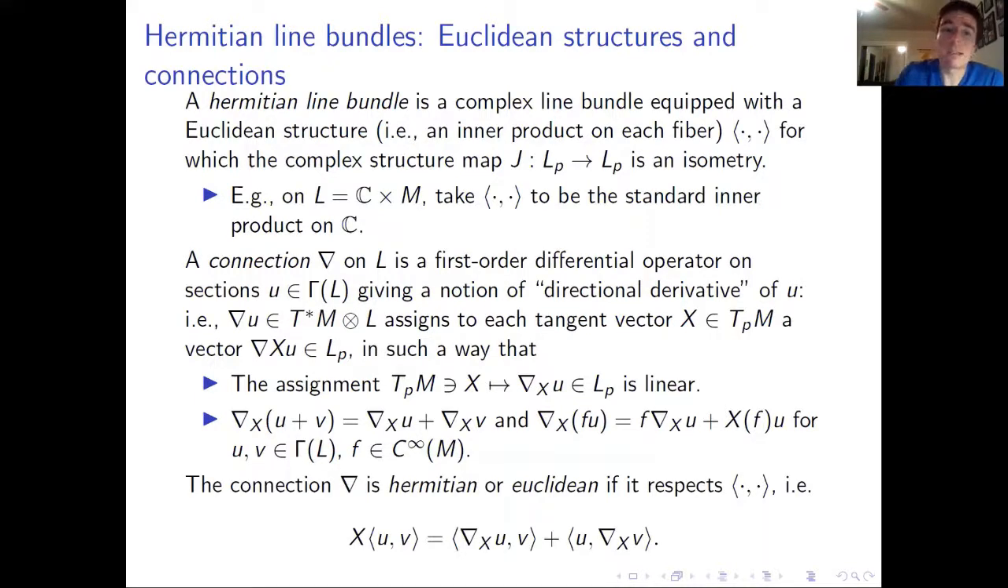Okay, finally, we say that this connection is Hermitian or Euclidean if it respects this inner product. And what I mean by respecting this inner product is that if we differentiate the inner product of two sections u and v in the direction of some vector x, then that's the same as taking nabla x u paired with v plus u paired with nabla x v. So we satisfy this kind of Leibniz rule with respect to the inner product. Okay, so that's a Hermitian connection.